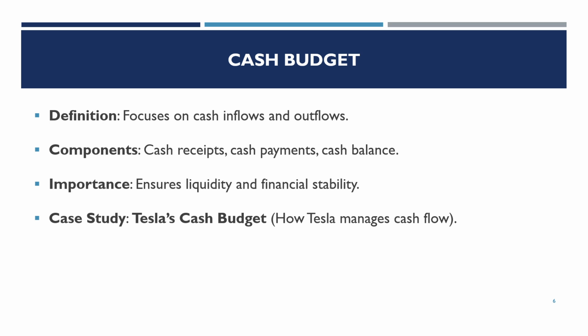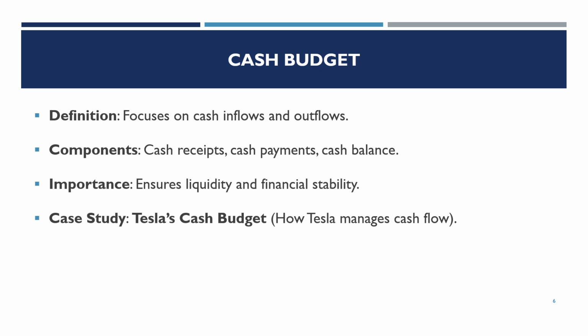So next is called the cash budget. So what is a cash budget? A cash budget always focuses on the cash inflows and outflows. What do you mean by cash inflows and outflows? In the sense of the investments, or the payments we need to do only in cash. So cash payments, cash balances, and cash receipts are the important components of the cash budget.